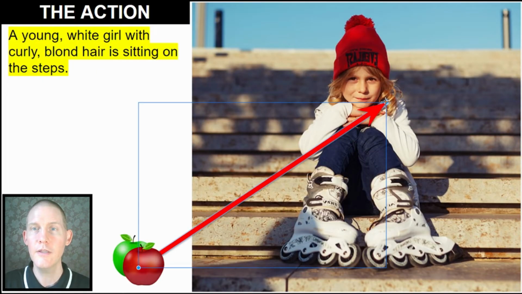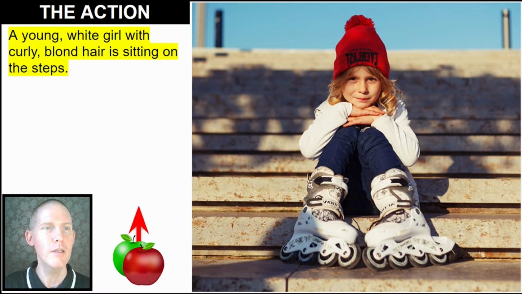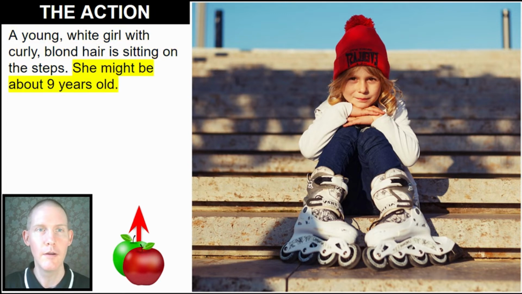And I would say that this girl has wavy curls, right? And her hair color, which is blonde, is like yellow. You could even say it's like a golden blonde, and it reflects well in the sun. She might be about 9 years old. Possibly 8, maybe 10, maybe 11, but I'm going to stick with 9.